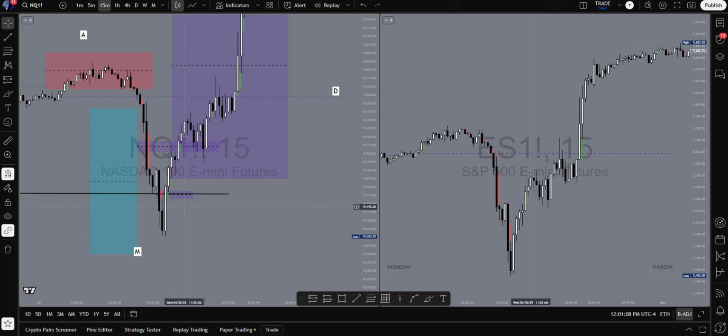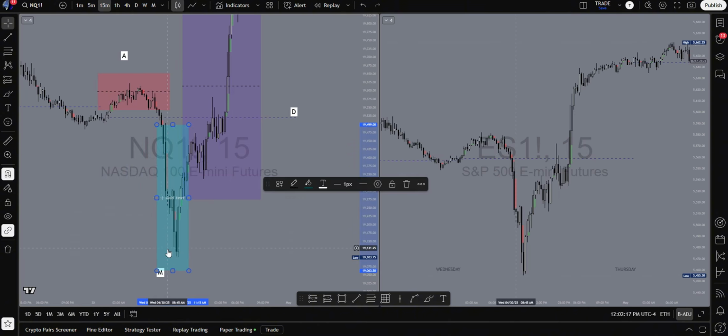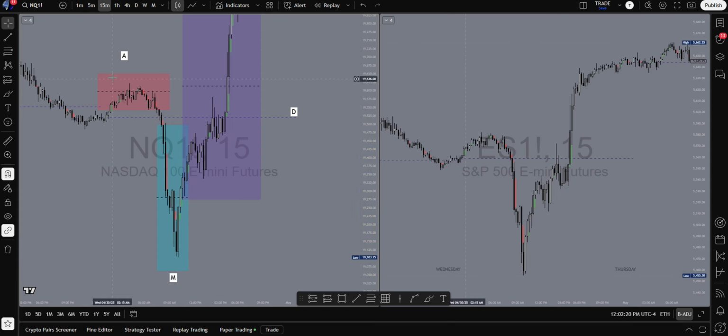That right there, if we're wicking and not closing below or above any liquidity level, it's indicating for me that we're just respecting that. And every time we just have a liquidity sweep, we're going to have some type of reversal. This right here is an example of PO3.